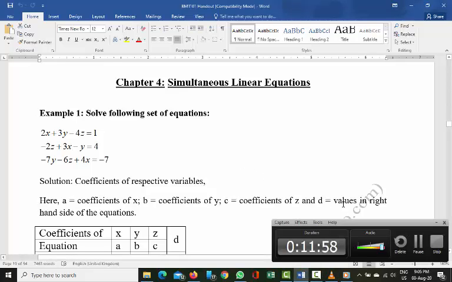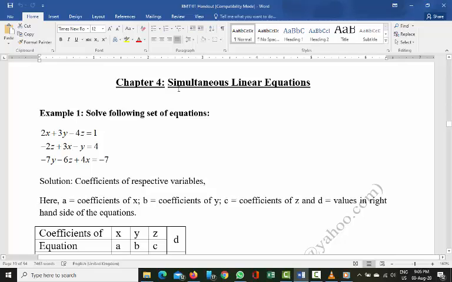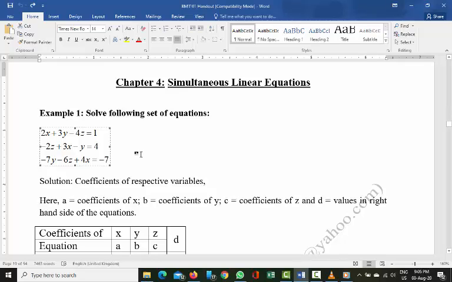Right. So now we will move to Chapter 4, Simultaneous Linear Equations. If you want to solve a set of equations like this, you can use a calculator. In our secondary level, we have studied how to solve this question using the replacement method, right? But we will not solve using that method. We will use a scientific calculator.